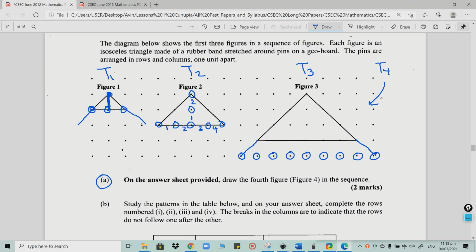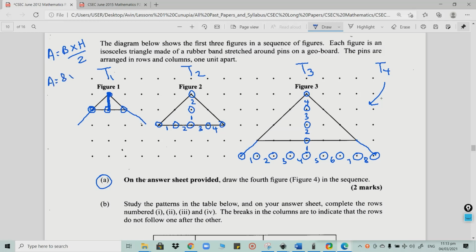Between each pin is 1 centimeter. 1, 2, 3, 4, 5, 6, 7, 8. So the base is 8. Remember how you find the area of a triangle? Base by height divided by 2. So we know the base is 8. The height will be between here, 1, 2, 3, 4, and the 5 here. So how many centimeters is that? In between each pin is 1 centimeter. 1, 2, 3, 4. So to find the area, the base is 8.